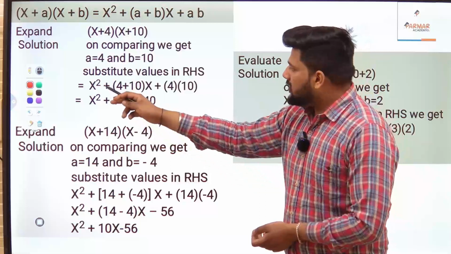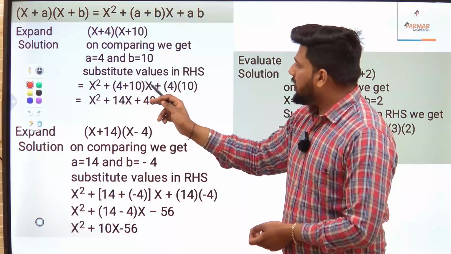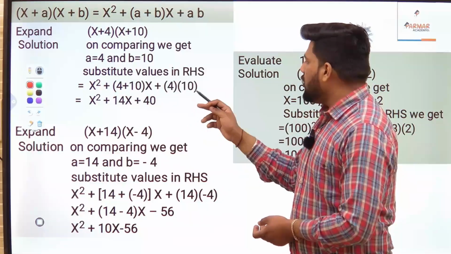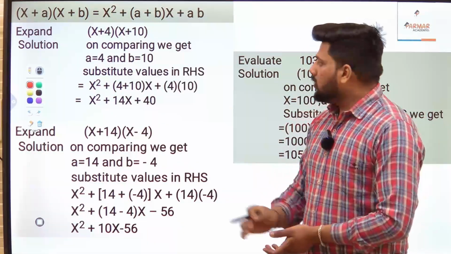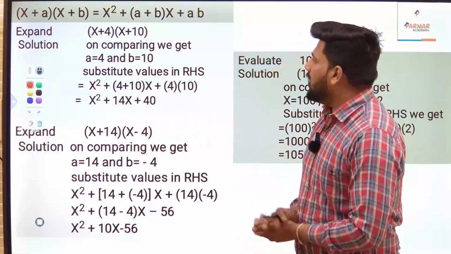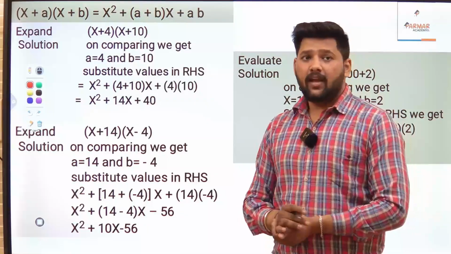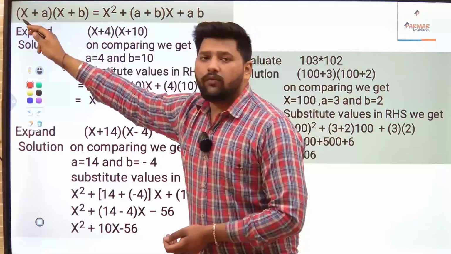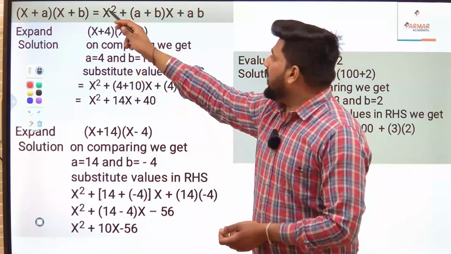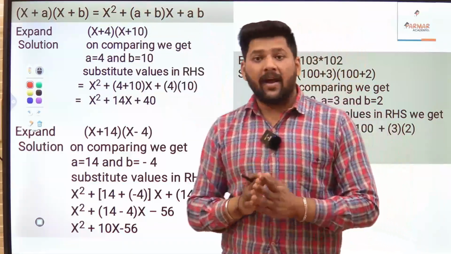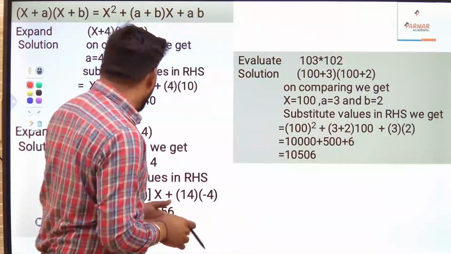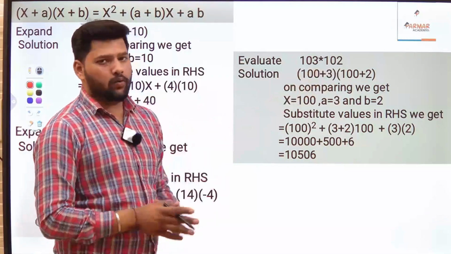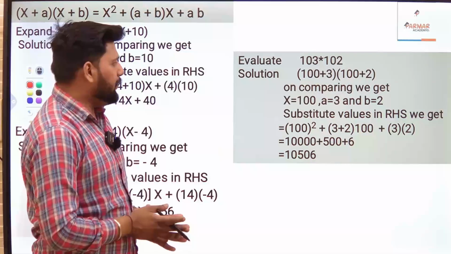Now the calculation is x square plus 4 plus 10, that is 14, 14 into x, that is 14x, plus 4 into 10, that is 40. So this is the solution of x plus 4 into x plus 10. Clearly this form is called factorization form or factored form, and the right hand side is called expanded form. The next question is, evaluate 103 into 102 using this identity.